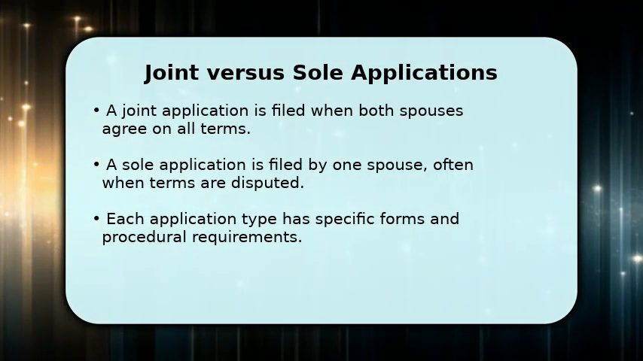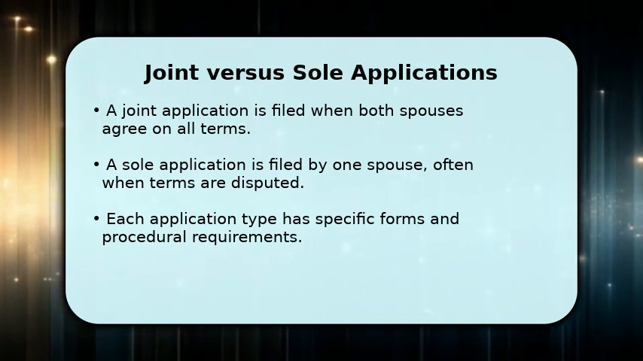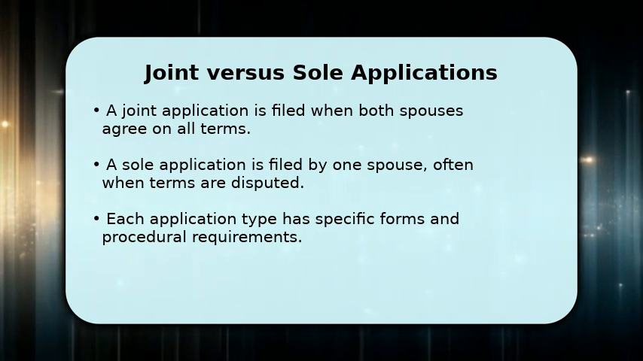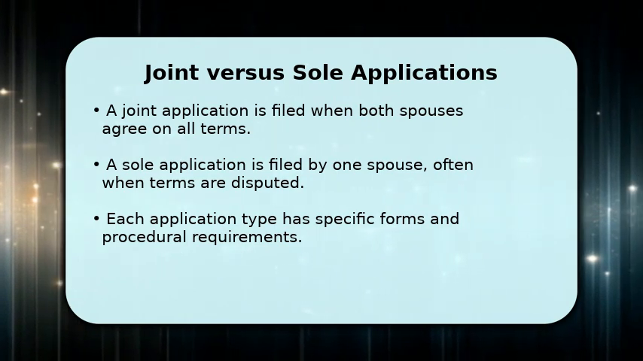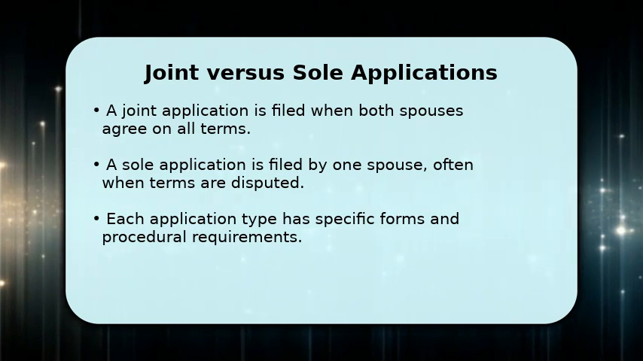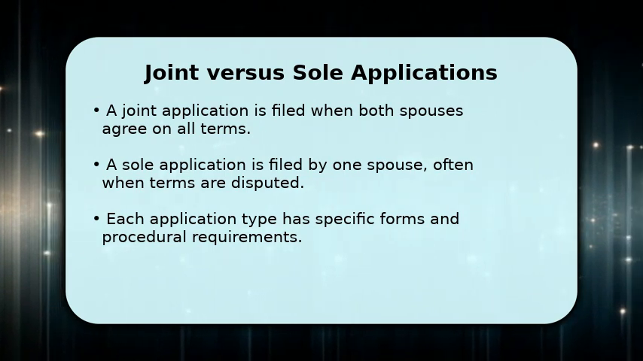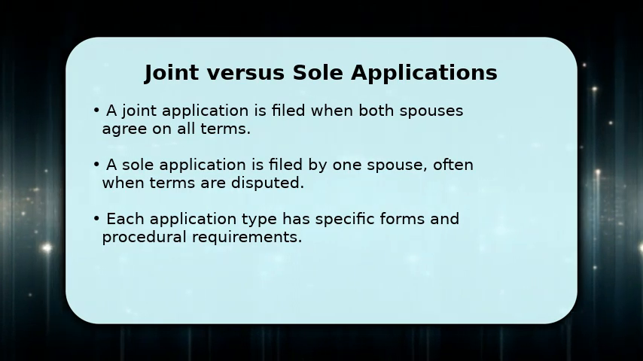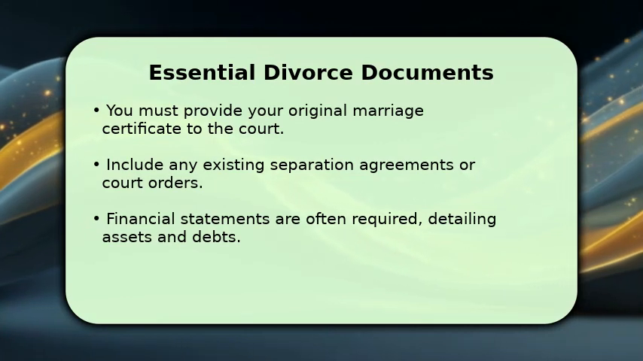When filing for divorce, you'll choose between a joint or a sole application. A joint application is ideal if you and your spouse agree on all aspects, like property division and child support. If you cannot agree, one spouse will file a sole application. Each type has distinct forms and procedural steps, so it's important to select the one that best fits your situation to avoid delays. Gathering the correct documentation is a critical step.